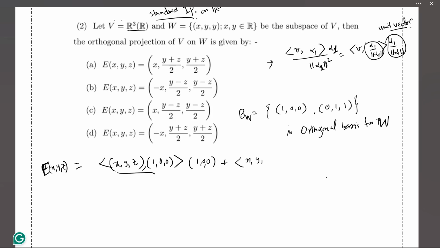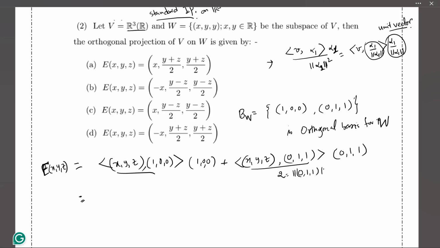Now the same X, Y, Z inner product with 0, 1, 1, in the direction 0, 1, 1, but this was not a unit vector. That's why I'm going to divide it by how much? 1 square plus 1 square, that is 2. Directly writing like this, this was nothing but the norm of 0, 1, 1 square. Remember that.